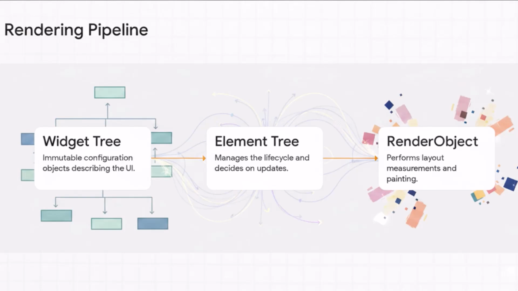Finally, the render object tree jumps in to do the heavy lifting, figuring out the exact sizes and painting the actual pixels onto the screen. Understanding how these three trees interact is your secret weapon for making glitch-free, lightning-fast interfaces.